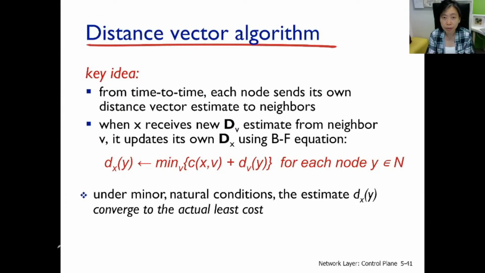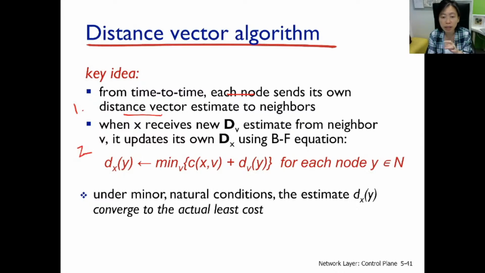And now the algorithm of distance vector. You see here, a key idea is it works in two phases. First of all, each node sends its own distance vector to the neighbors. So this is the message passing phase. And then two.